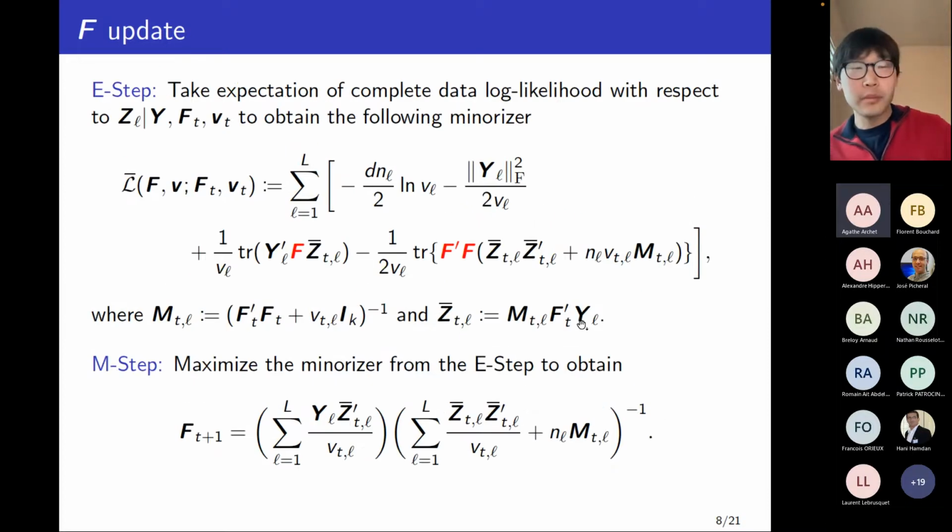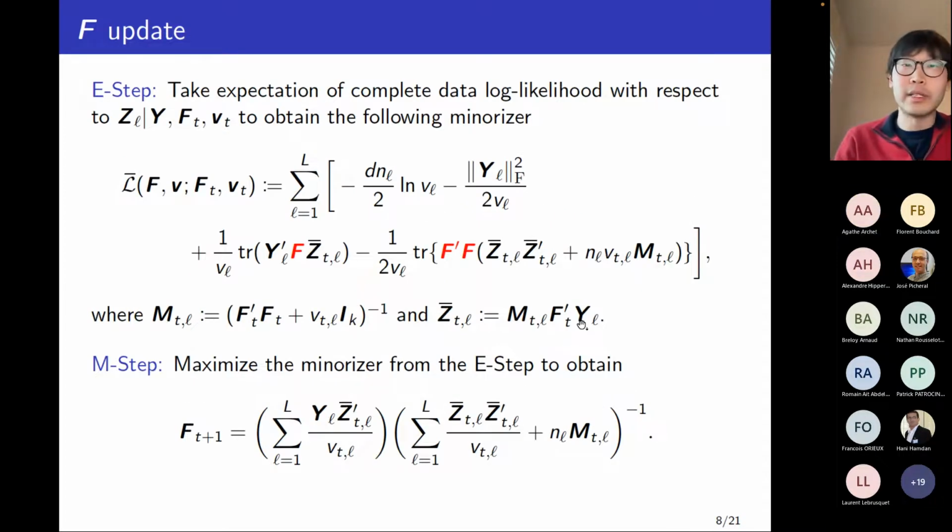And now we take an E step, which is the expectation step. In that step, you take an expectation of the complete data log likelihood with respect to this conditional probability of ZL given Y, the current estimate of F and the current estimate of V. And this basically gives us a minorizer. So EM can also be thought of as a majorize-minorize strategy, where the E step is a way of obtaining a particular minorizer for the function.